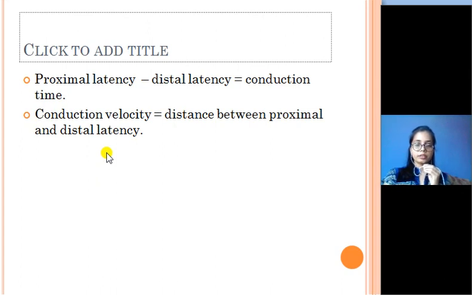So this was a brief idea about the principles of motor nerve conduction velocity studies.